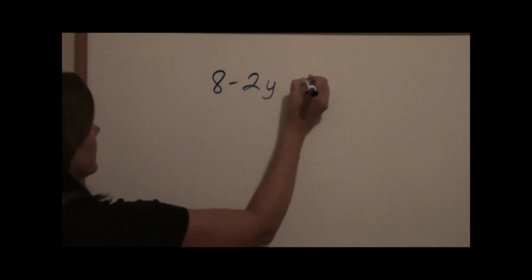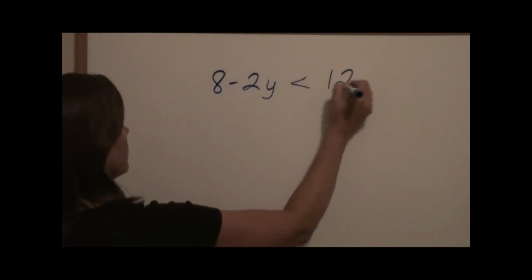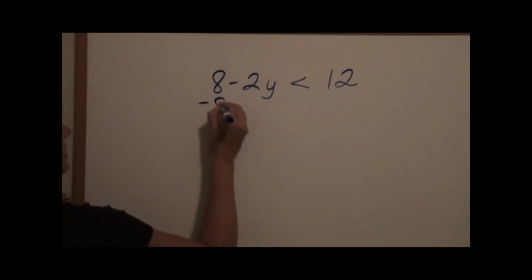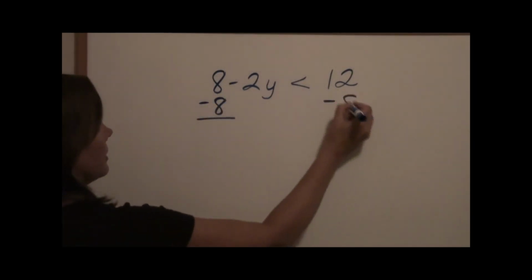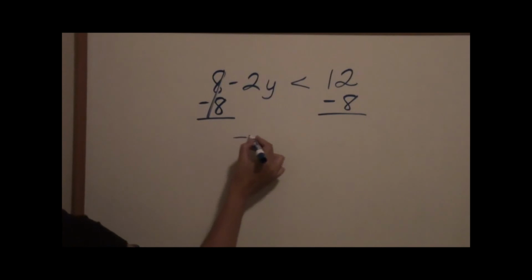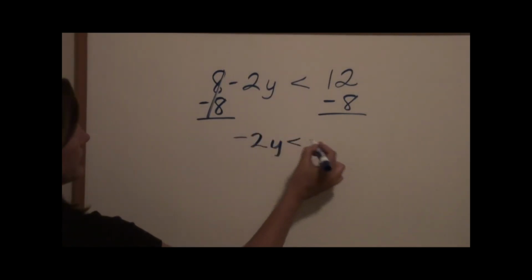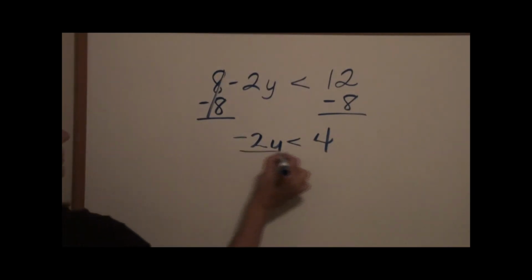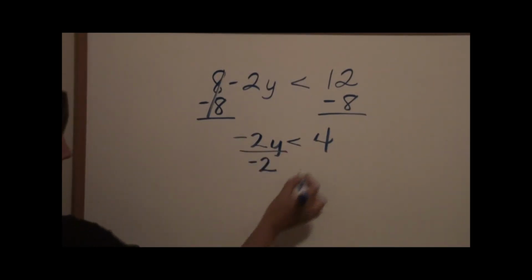We have 8 minus 2y is less than 12. Okay, we are going to start by subtracting 8 to get the variable term by itself on the left side of the inequality. 8 minus 8 gives me 0. I'm left with -2y is less than 12 minus 8 gives me 4. I divide by -2. And I get positive y.